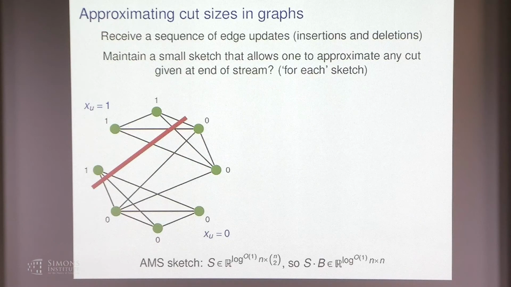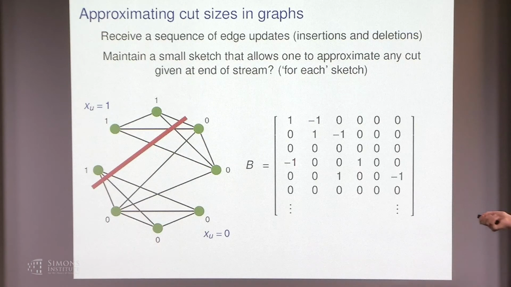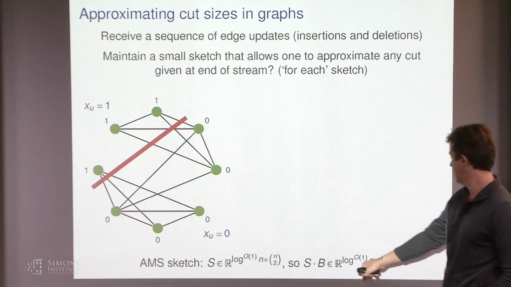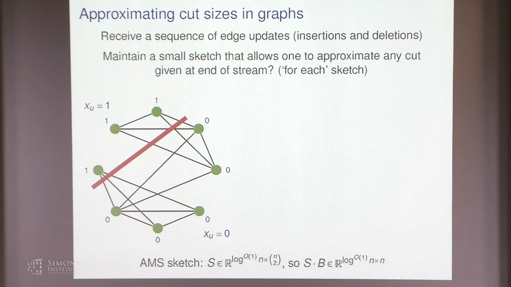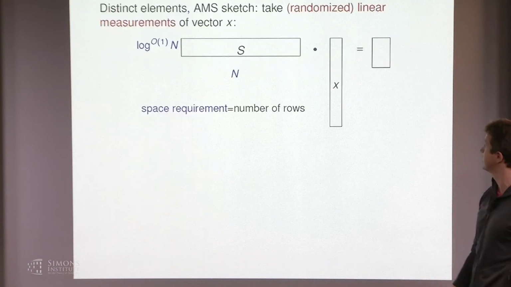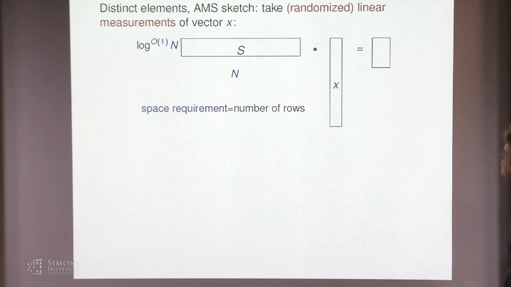Well, one way of doing this is to look at the edge incidence matrix B of the graph, and as the edges come in, maintain S times B, which is a matrix with a polylogarithmic number of rows and n columns. So it's a pretty small matrix. Once I receive the cut, I simply decode an AMS sketch of the corresponding cut. So let me show it here.